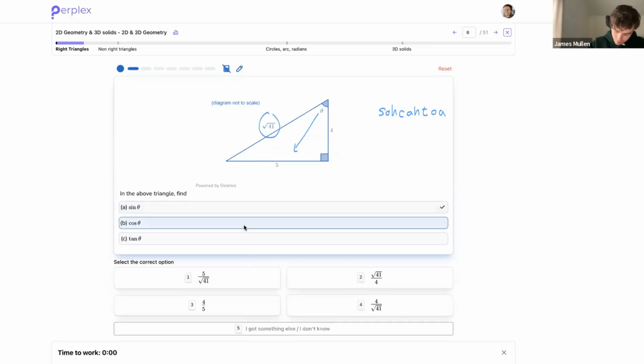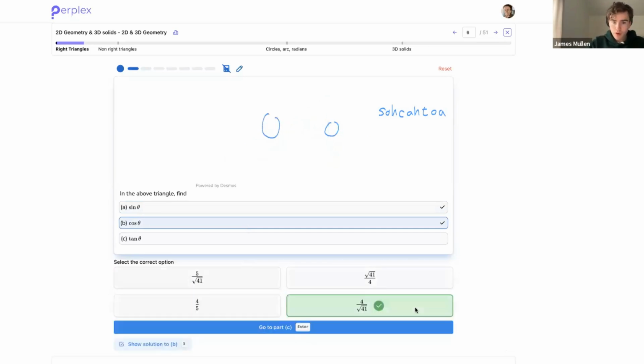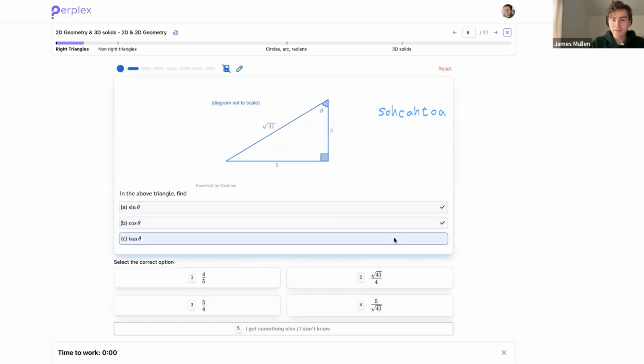Now for part B, I'm looking for the cosine of theta. And cosine, according to SOHCAHTOA, is adjacent over hypotenuse. And that is 4 over root 41. So that's option number 4. And finally, let's do the tan of theta. And tan of theta is opposite over adjacent. The opposite side is 5. And the adjacent side is the one that touches the angle that is not the hypotenuse, right? Because we know that this one is always going to be h. So the a is this, and therefore tan of theta is equal to 5 over 4.